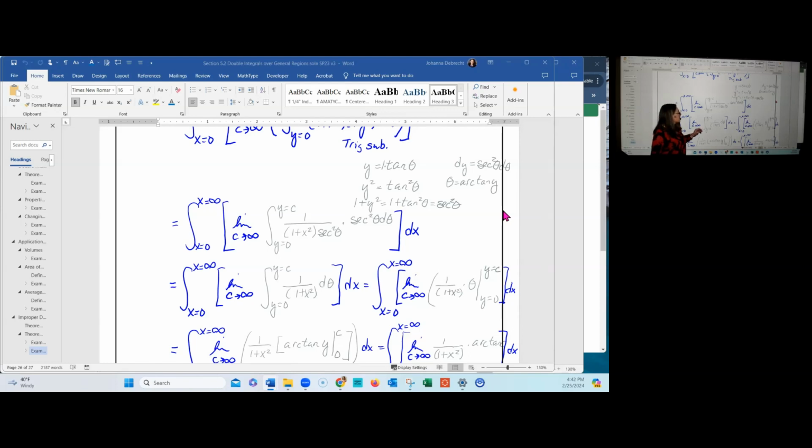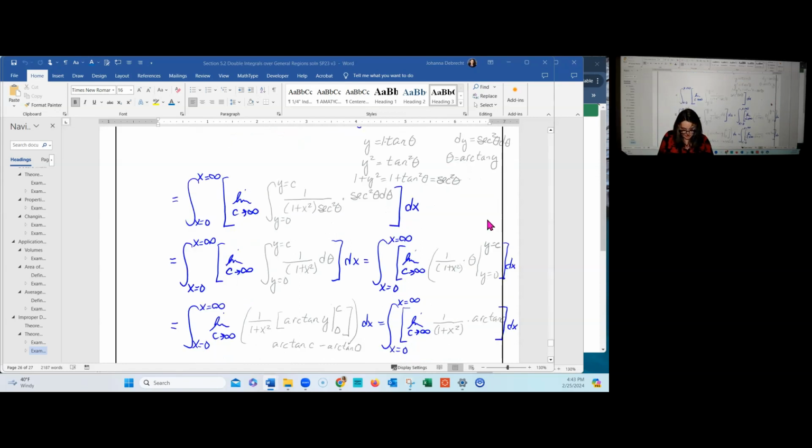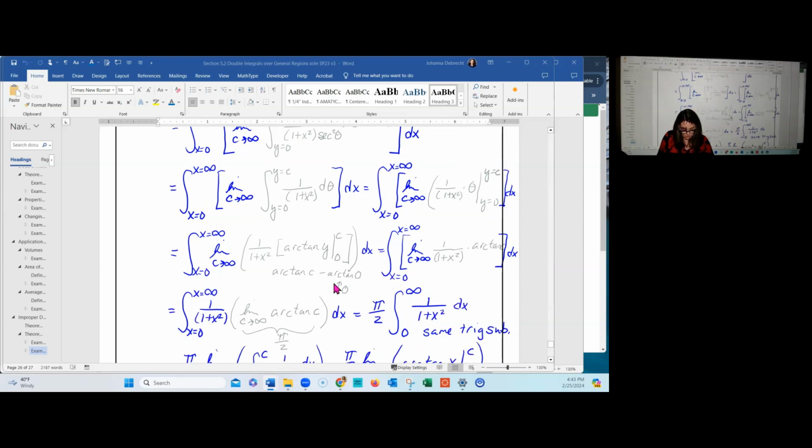This is going to give us the integral of 1 d theta, which gives us theta, evaluated between 0 and c, where we're taking the limit as c goes to infinity. The 1 over 1 plus x squared does not depend on c and could in fact be pulled out. This gives us the arctangent of y. The angle whose tangent approaches infinity is pi over 2, and the angle whose tangent approaches 0 is 0. This then will give us, of course, pi over 2.